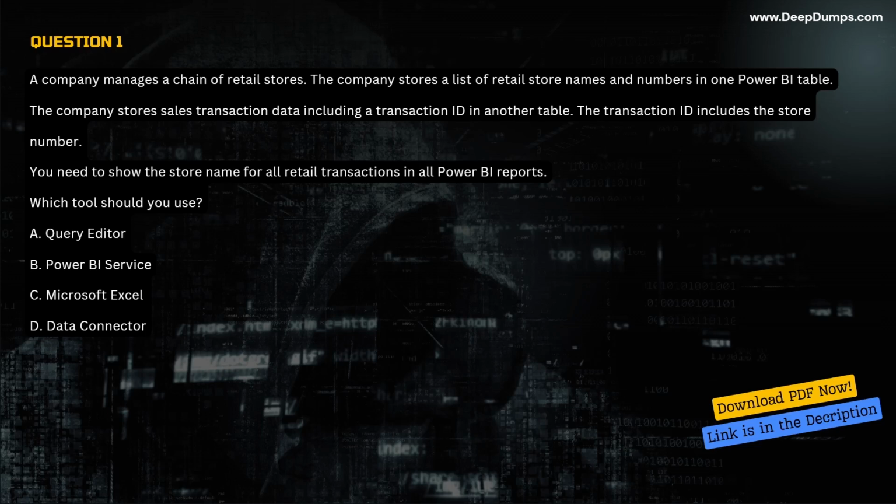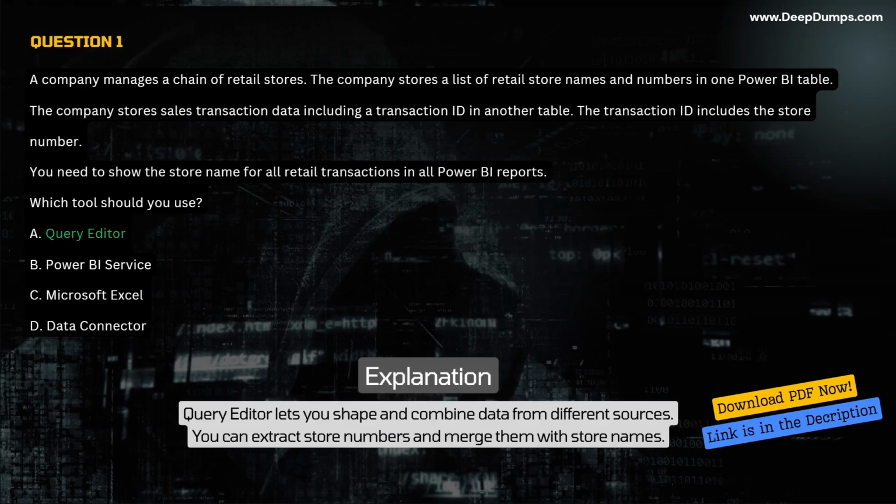A. Query Editor. B. Power BI Service. C. Microsoft Excel. D. Data Connector. Correct answer A. Query Editor. Explanations. Query Editor lets you shape and combine data from different sources. You can extract store numbers and merge them with store names.